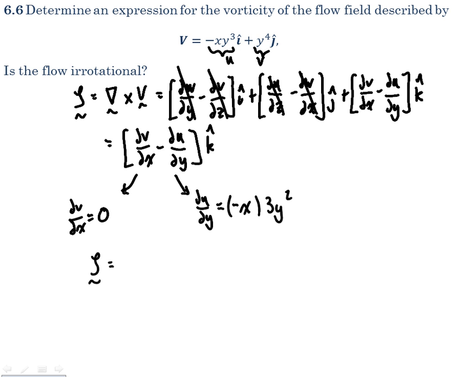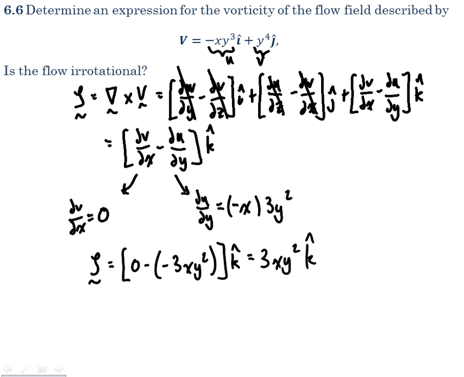All right. So we'll plug this in, and we get that our vorticity is equal to 0 minus a negative 3xy squared in the k. So that's just equal to 3xy squared in the k direction.